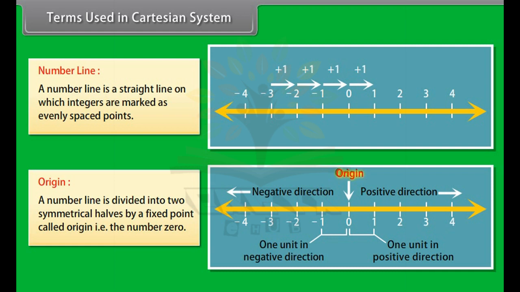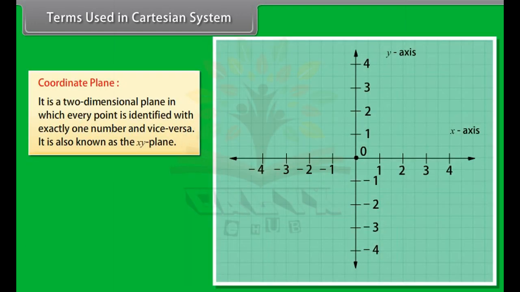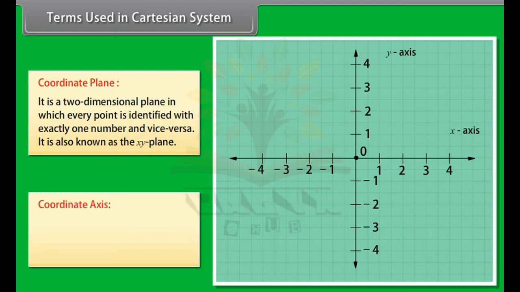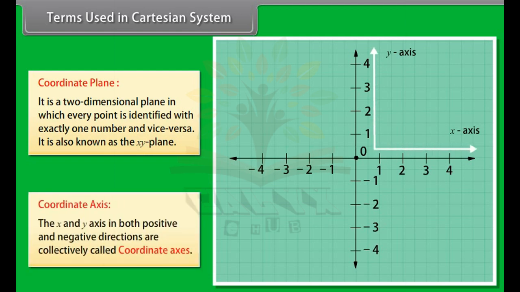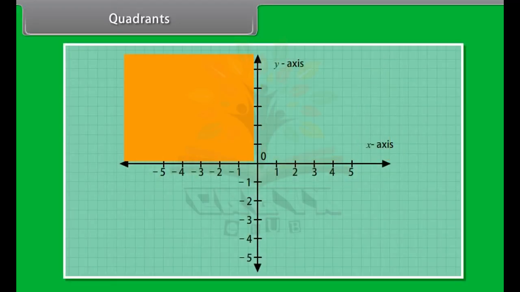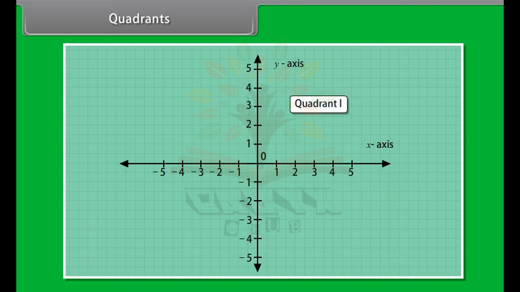A number line is a straight line on which integers are marked as evenly spaced points. Origin. A number line is divided into two symmetrical halves by a fixed point called origin, that is, the number 0. Coordinate plane. It is a two-dimensional plane in which every point is identified with exactly one number and vice versa. It is also known as the xy plane. Coordinate axis. The x and y axis in both positive and negative directions are collectively called coordinate axes.